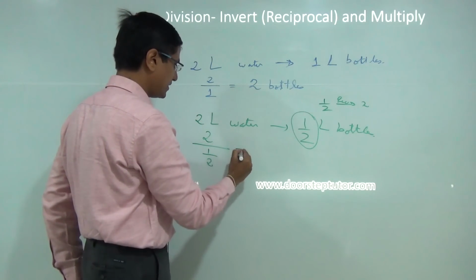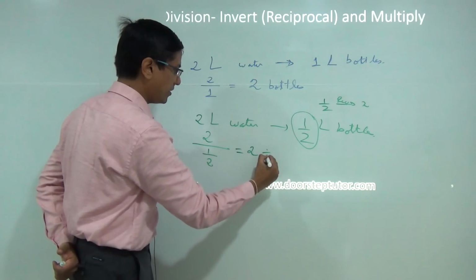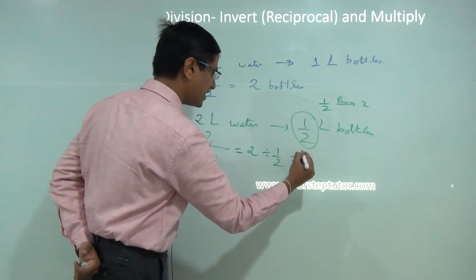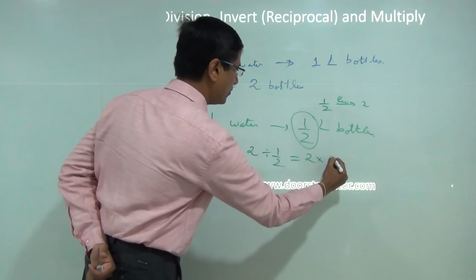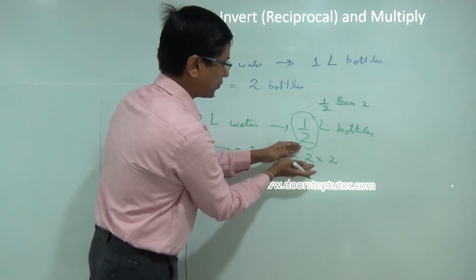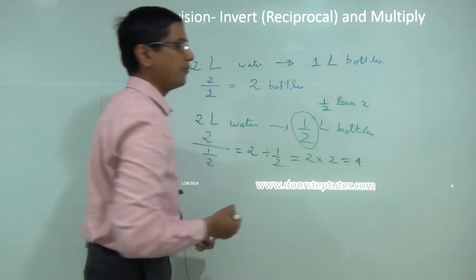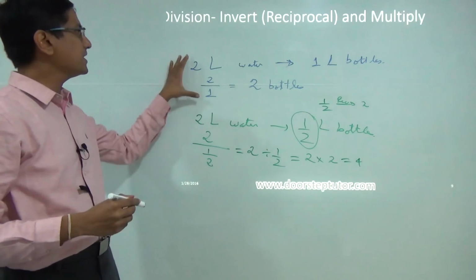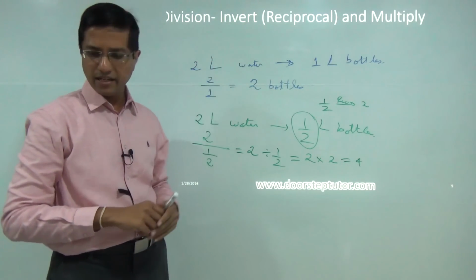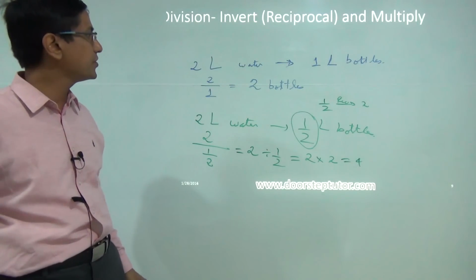In mathematics, the way I write it is 2 divided by half, which is nothing but 2 into 2. For each liter of water, I need 2 bottles. So for 2 liters of water, I need 2 into 2, which is equal to 4 bottles. So hopefully this gives you some intuitive understanding of why the division method, invert and multiply, works for division of fractions.